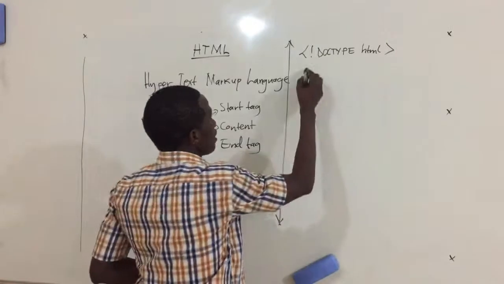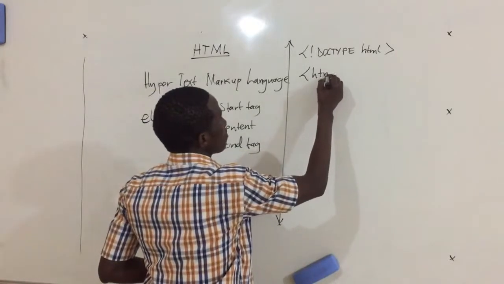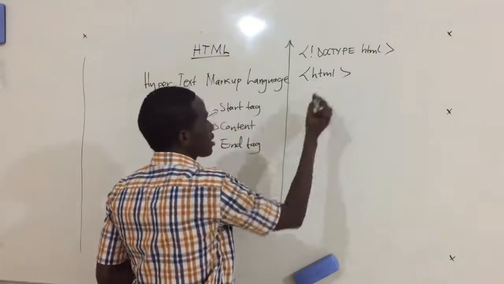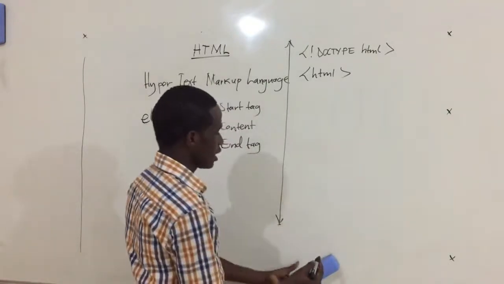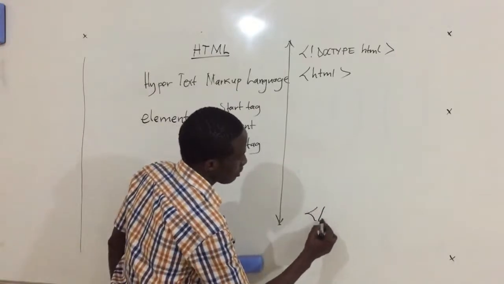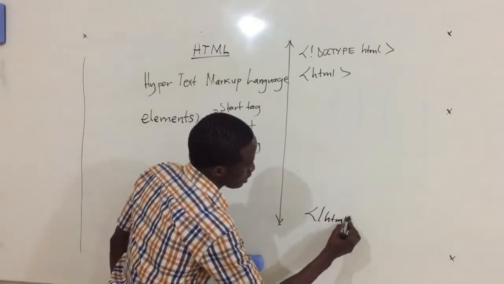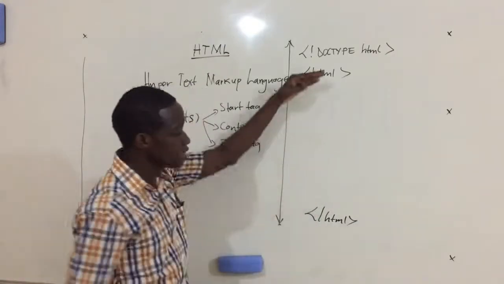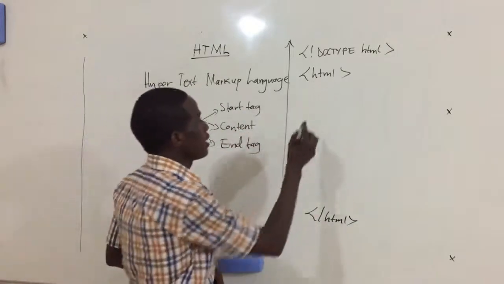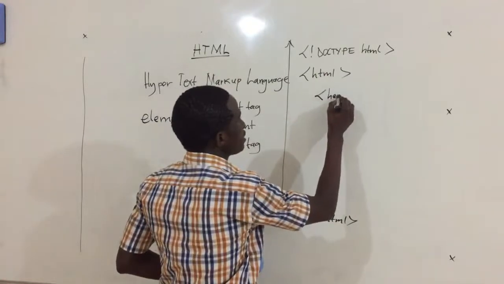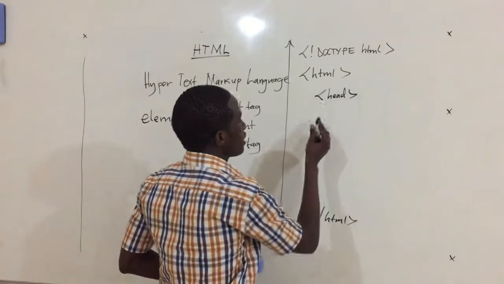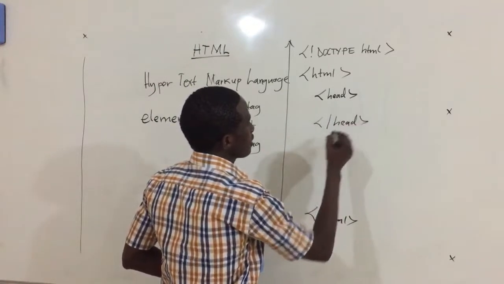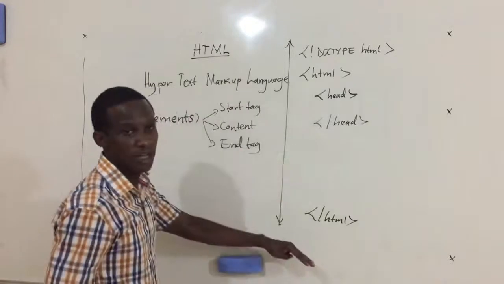Next, we have the HTML element. Every HTML document starts with the HTML opening tag, the start tag, and of course it has to end with the HTML closing tag. This is how we close the tag, by just putting the slash like that. Under this HTML, we have two sections. The first section is the head section. You open it like that, and you close it like that. This is the first section under the HTML tag.